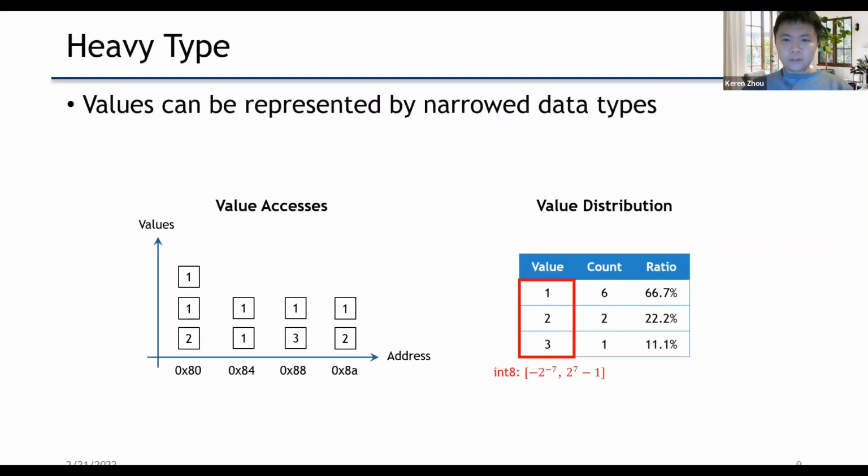Again, using the same value distribution, we found another problem. All the values we accessed are within the range of integer 8. So it could be represented by integer 8 if it was previously represented by integer 32 or floating point numbers. In this way, we can reduce memory transaction cost. So this value pattern is categorized as heavy type, which means values can be represented by narrowed data types.